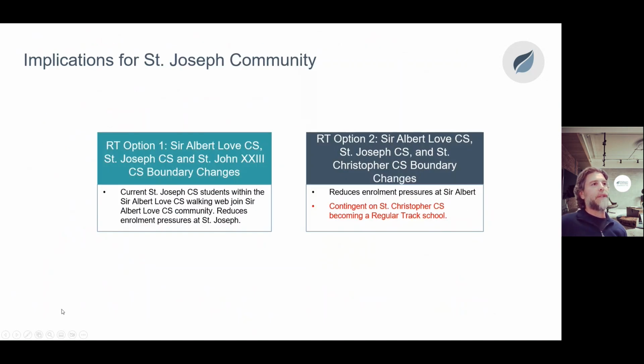So the implication for the St. Joseph community, really the same. I mean, it's really option one, that's the major one, but really the implications are reducing enrollment at the school and better utilization or lower utilization, less reliance on portables. And the second one, again, really just feeds off the first. The first one is the major component of students. The option two is if that's done and some other things happen, is there any room to further alleviate that enrollment?